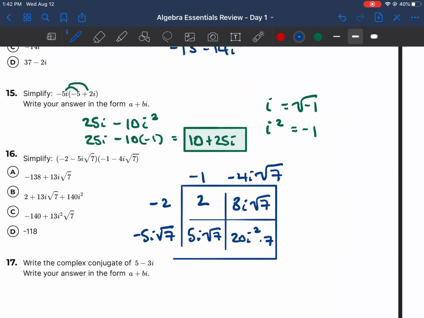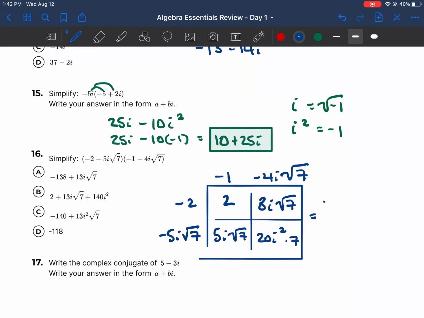Now let's do some simplifying here. We have 2, then an 8i root 7 and a 5i root 7, which would give us 13i root 7, because we're adding the coefficients but keeping the square root the same. Then we need to look hard at this piece right here. 20i squared times 7. We know 20 times 7 is 140, and i squared is negative 1, so that would be minus 140. Combining like terms, 2 minus 140 would give us negative 138 plus 13i root 7. And that would be answer choice A.